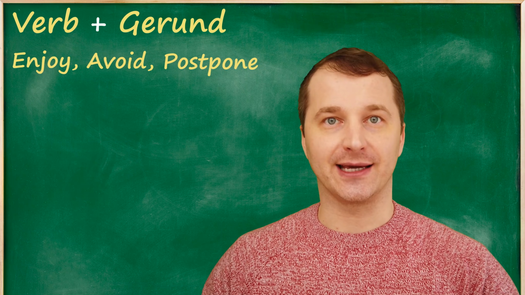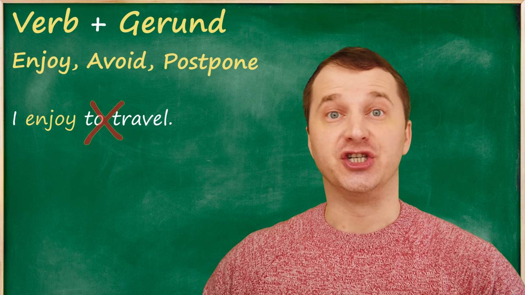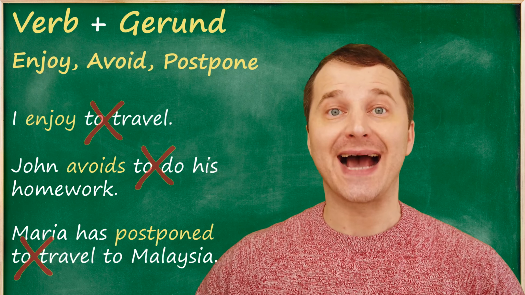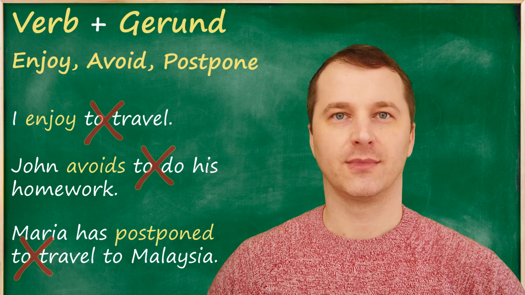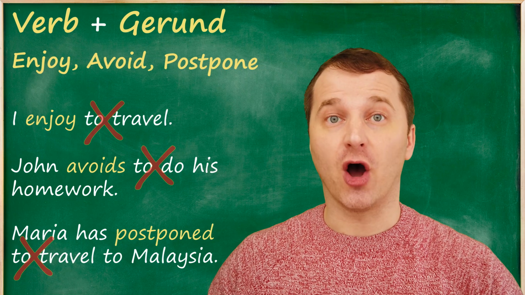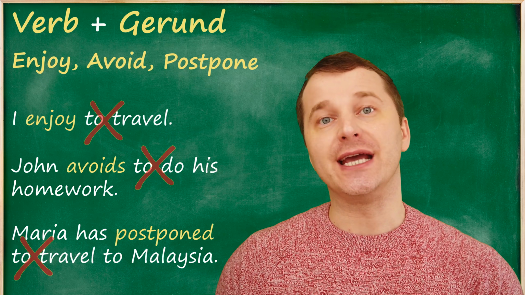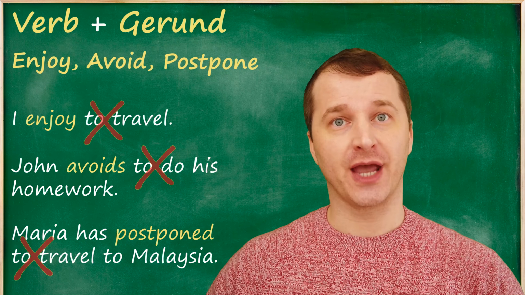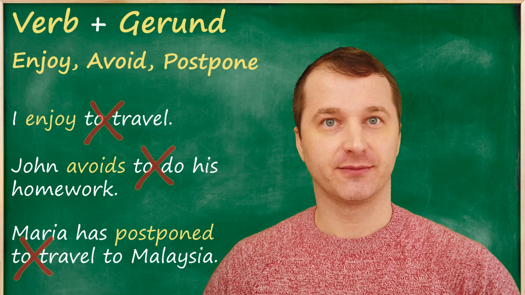You cannot say, I enjoy to travel, or John avoids to do his homework, or Maria has postponed to travel to Malaysia. Please remember, there are many verbs which can only be followed by gerunds. And there's no easy way to decide which verbs are followed by the ing form. So if you're not sure, check it in a good dictionary.